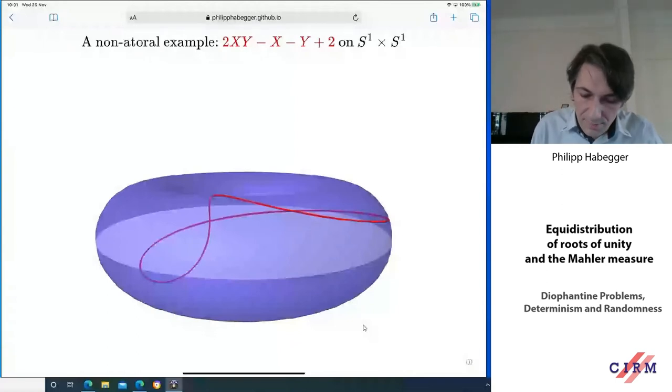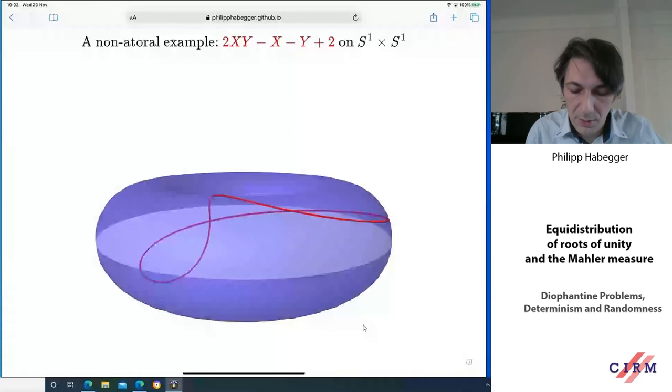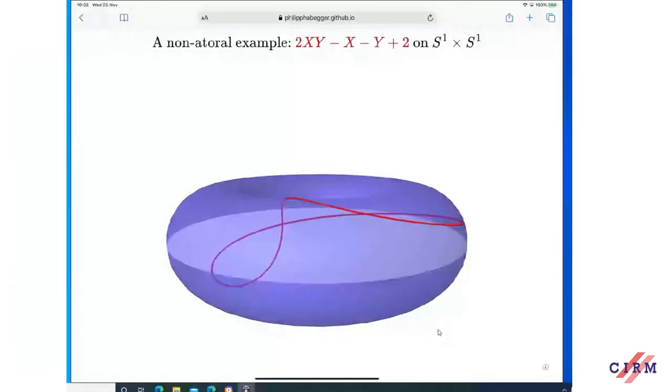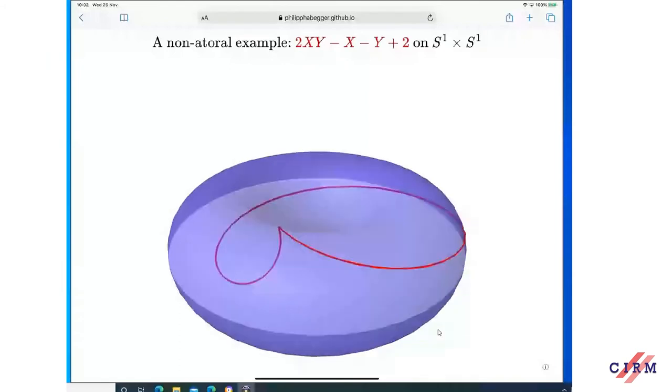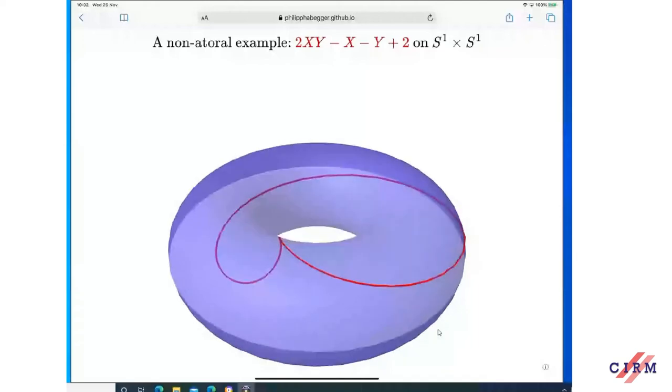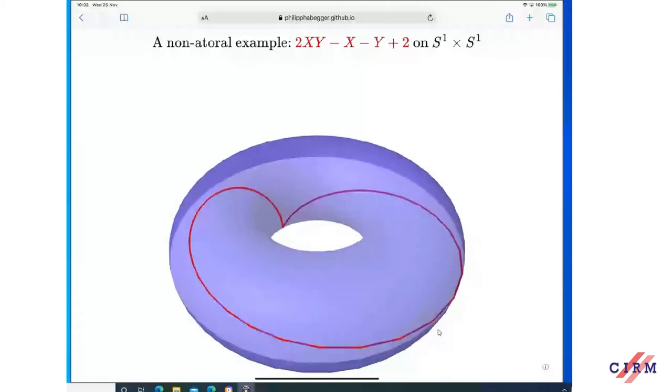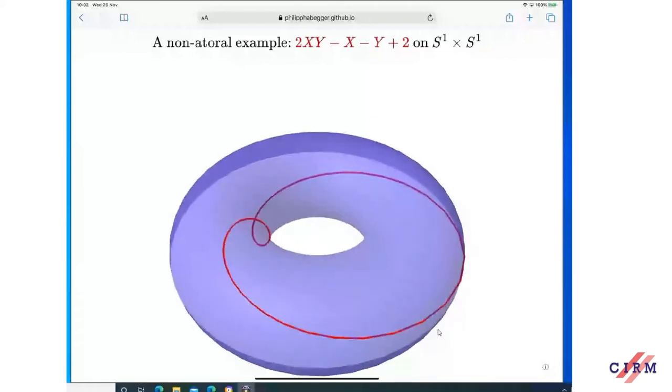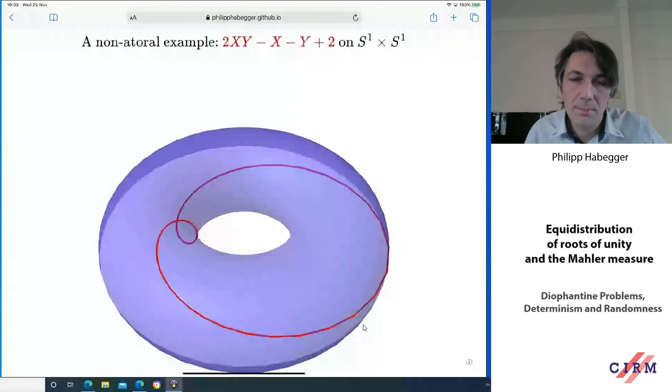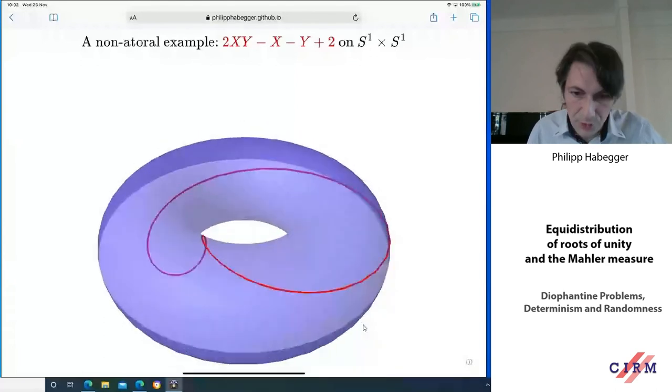So this is an example of a polynomial that you can construct using a Blaschke product. The polynomial is of the form 2xy minus x minus y plus 2. And this blue torus here corresponds to the two-dimensional torus, S1 cross S1, and the intersection of the complex roots of this two-variable polynomial with S1 cross S1 is represented by this red line here. So this red curve would be of real dimension 1, and so this is not an atoral polynomial. This is something that's difficult. We'll see that this will be difficult to treat with our methods.